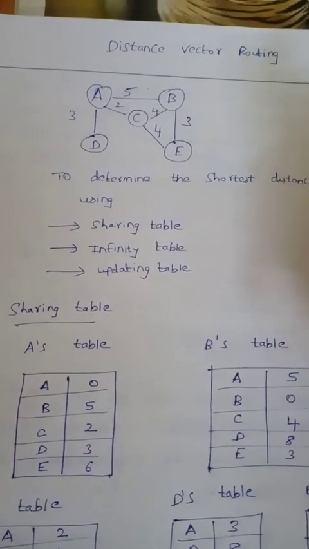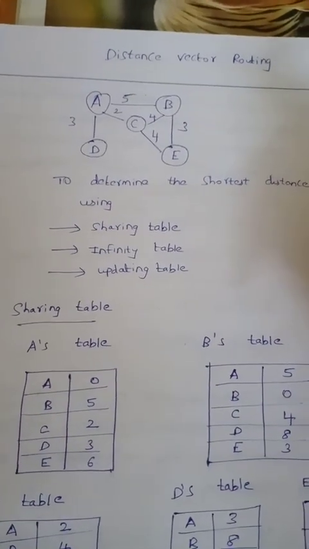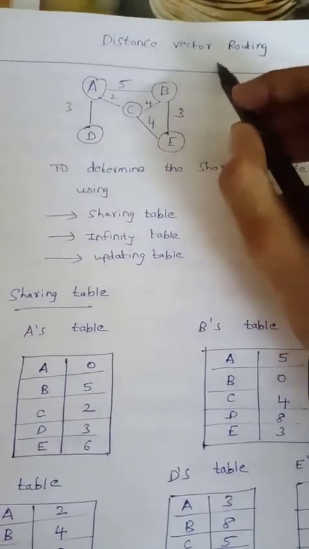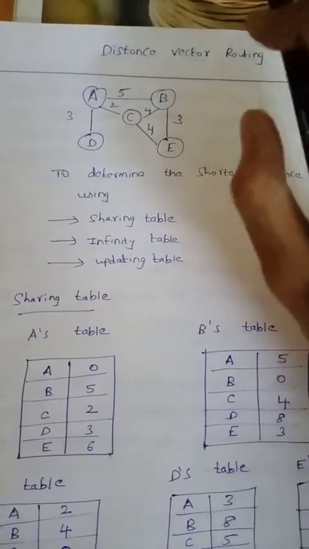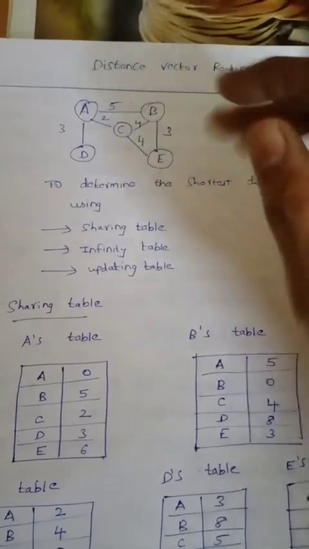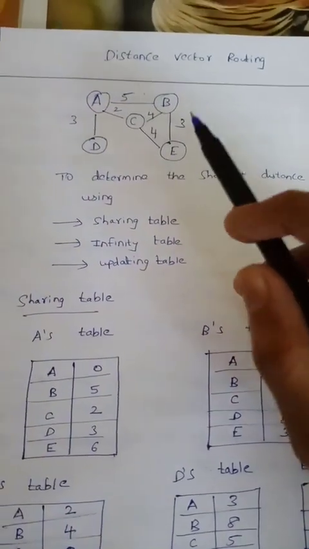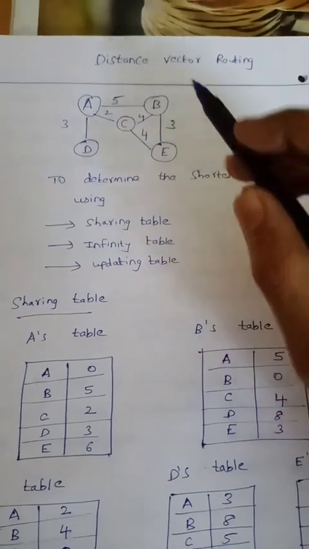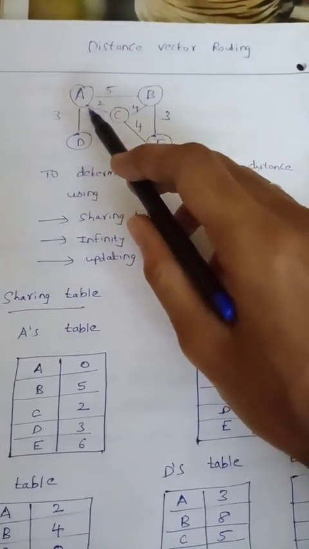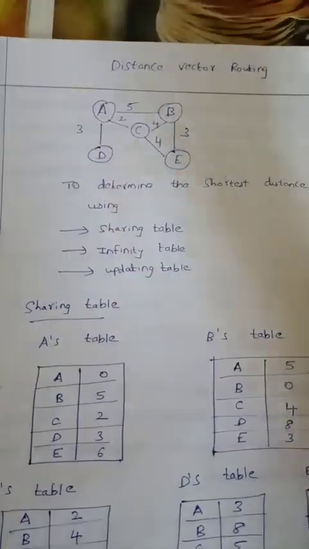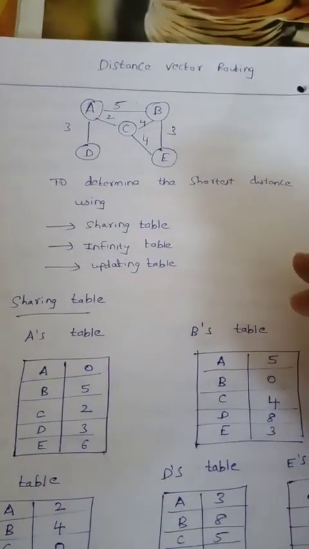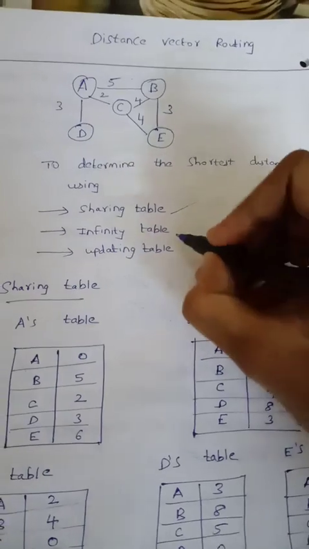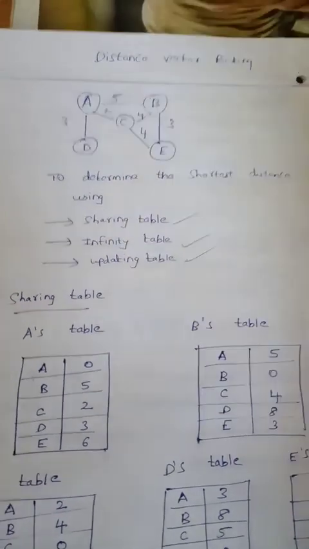I am Sibi. So today we can discuss the distance vector routing. Distance vector routing is one among the routing protocols in the network. In distance vector routing, we always use an undirected path. Now I am taking five nodes: A, B, C, D and E. To determine the shortest path, I am going to use a sharing table, an infinity table and an updating table.